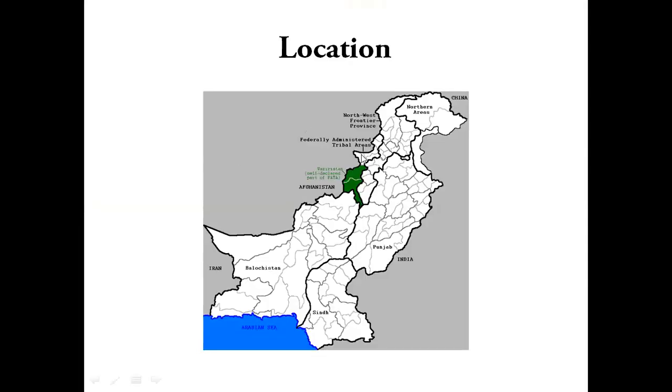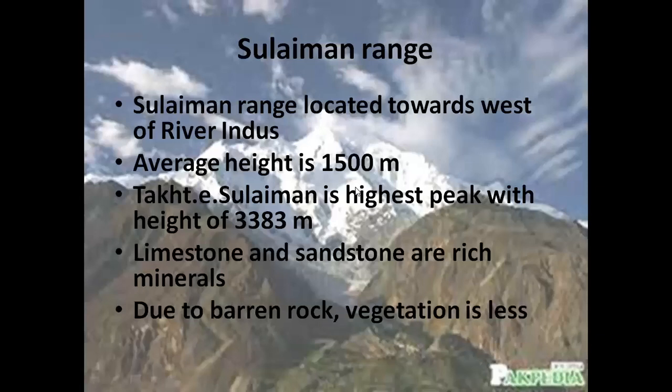Location, as I have told you, that it is found in south of Safed Ko. Here it was Safed Ko range, is it? So this is south of Safed Ko range. It means this location is correct. Now the next range is Sulaiman range. It is located towards west of River Indus. Average height is 1500 meters, and Takht Sulaiman is highest peak with height of 3383 meters. Takht Sulaiman is the highest peak of which range? Sulaiman range. Limestone and sandstone are rich minerals. Clear? Due to barren rock, vegetation is less.